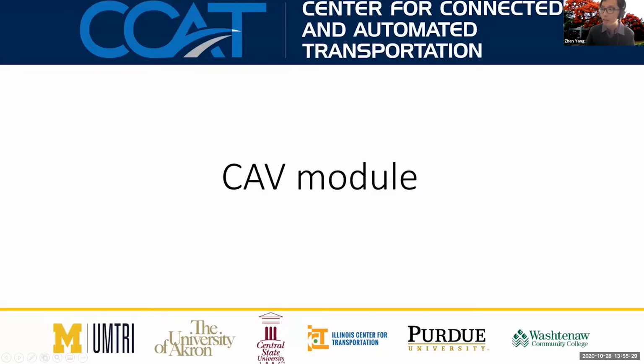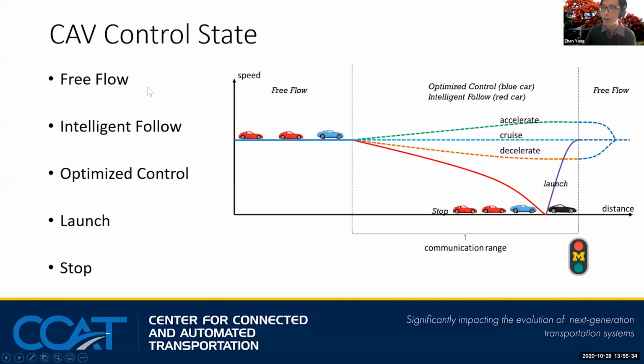So let's go to the details of the CAV module. We define five CAV control states: free flow state, intelligent follow, optimized control, launch, and stop state. In this figure, we have the blue vehicle and the red vehicle as CAVs, and the black vehicle here is a regular vehicle. Here is the intersection. Before these three CAVs enter the communication range, they are in the free flow state. After they enter the communication range, the leading vehicle of the peloton will switch to optimized control state, and the following vehicle will switch to intelligent follow state.